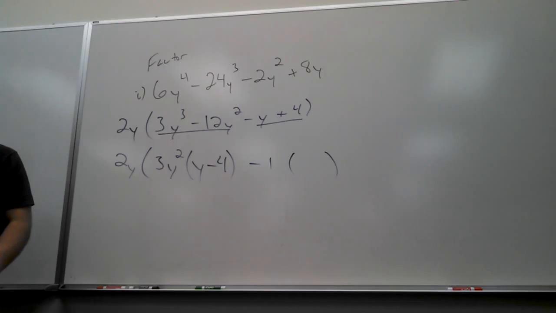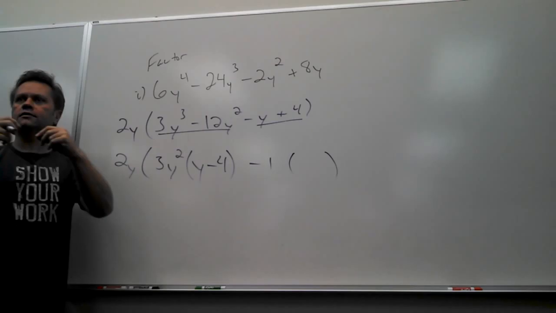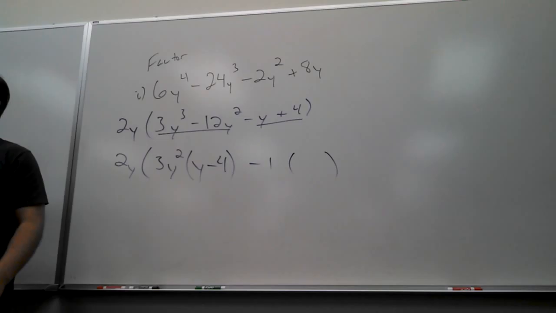Do you guys see that? What told me to do that? I know there's supposed to be a y here. There's a -y. All right, take the negative out. And guess what? The +4 is now going to become -4. See, it's telling me what to do. The problem is telling me what to do. You got to love that. So then -y divided by -1 is y. 4 divided by -1 is -4.